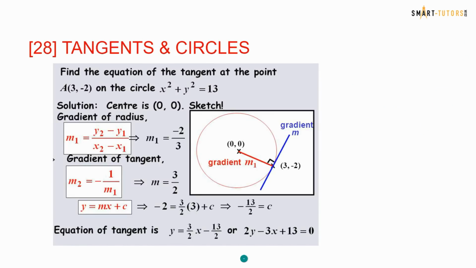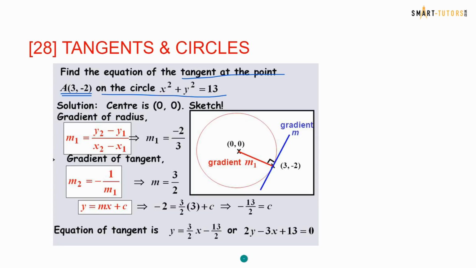Topic number 28. Tangents and circles. You may have this question in the non-calculator paper because there is not much calculation in this topic. You have to understand the concept. Here, find the equation of the tangent at the point (3, -2) on the circle x squared plus y squared equals 30. x squared plus y squared equals 30 means center point (0, 0).